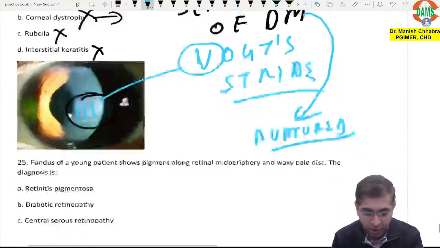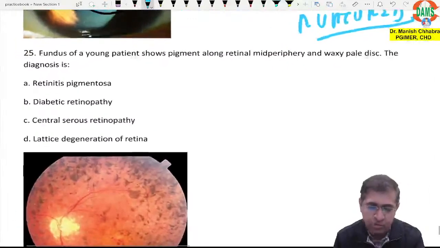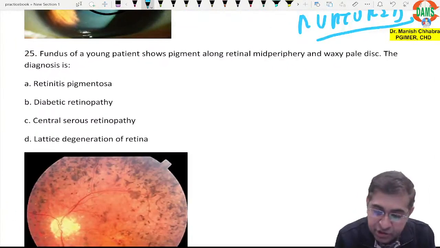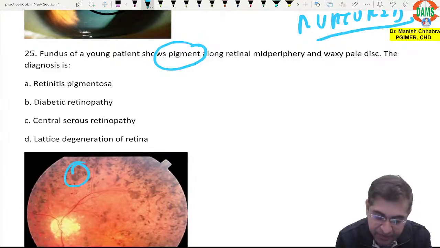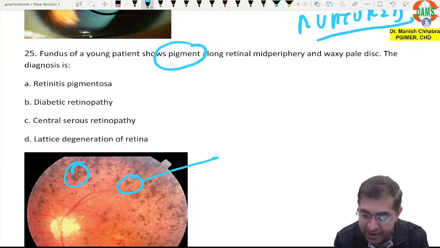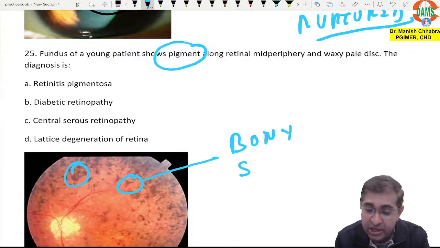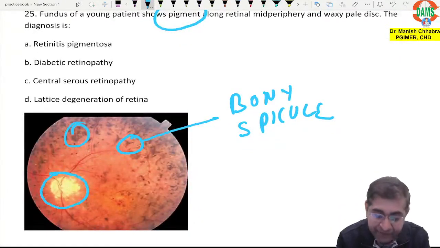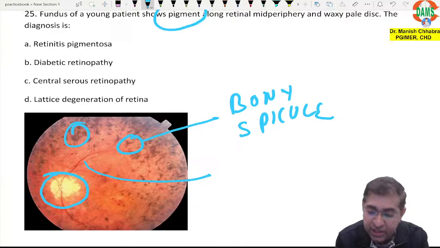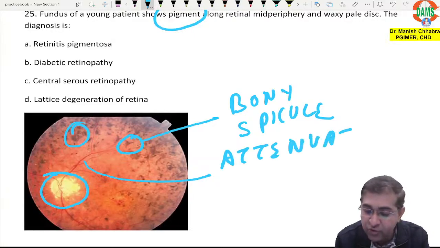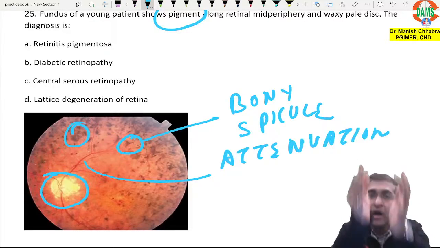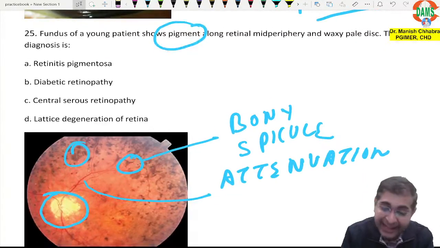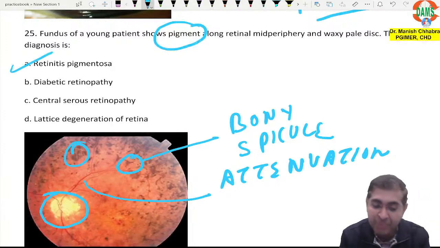Okay, all right. Coming over to the last question. Fundus of a young patient shows pigment along retinal mid-periphery. Can you appreciate the typical morphology of the pigment? This is your bony spicule pigmentation. Can you appreciate the pale and waxy disc? Can you also appreciate the thinning of the blood vessels? You call it attenuation. This is forming a typical triad of one disease, boys and girls, and that disease is retinitis pigmentosa.